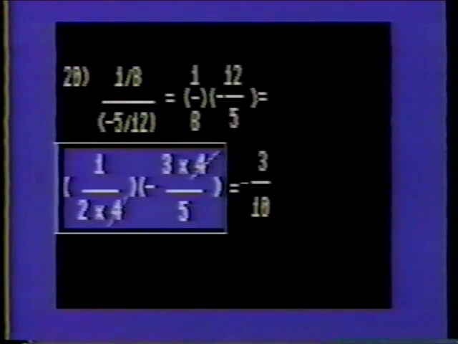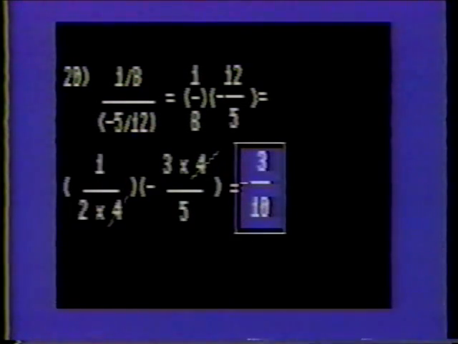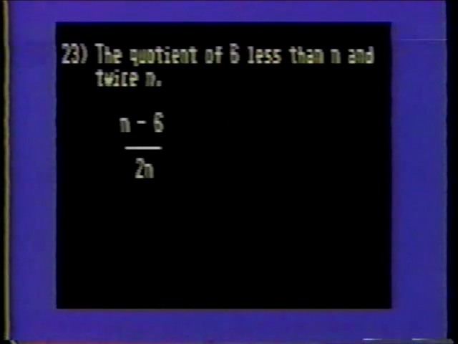Next, simplify the components. 1 divided by 2 times 4 is equivalent to 1/8. Negative 3 times 4 divided by 5 is equivalent to negative 12 over 5. Thus we have 1 divided by 2 times 4 times negative 3 times 4 divided by negative 5. The 4's cancel out, and the new equation is 1/2 times negative 3/5, which is negative 3/10.